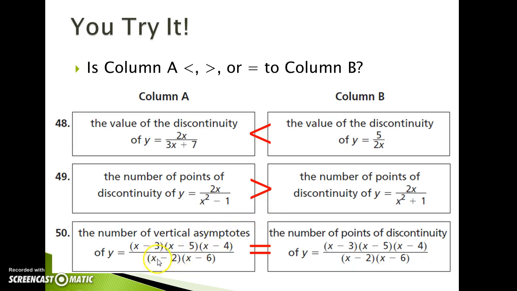And for this last guy, hopefully again you look at the denominator. There's 2 points of discontinuity here. There's 2 points of discontinuity there. In neither case do the points of discontinuity, the zeros of the denominator, match the zeros of the numerator. So 2, 2, they're going to be equal.